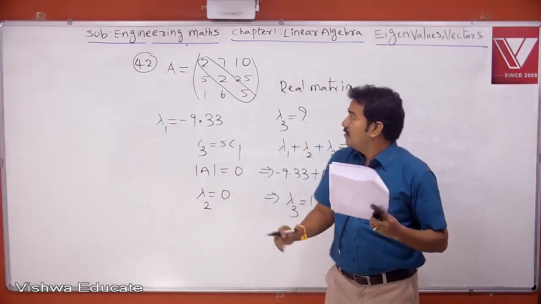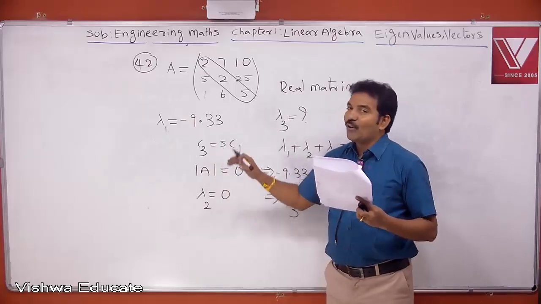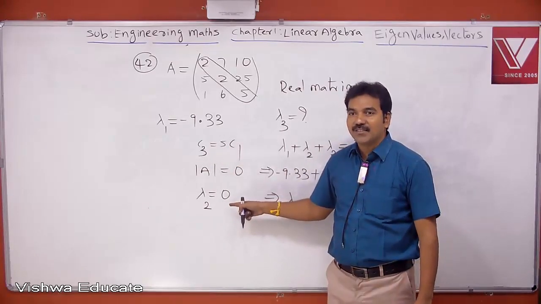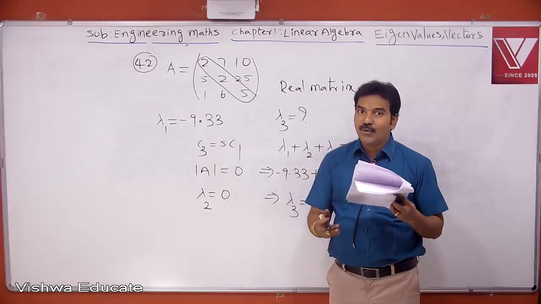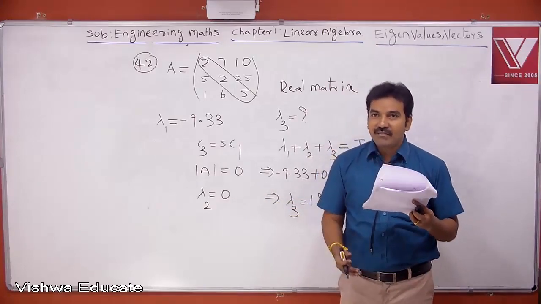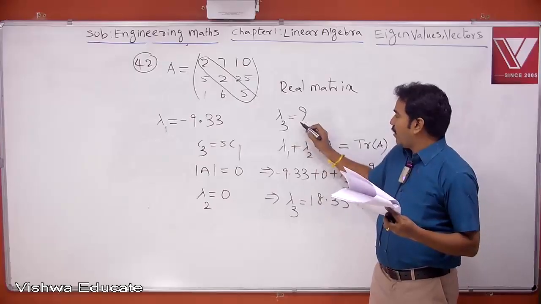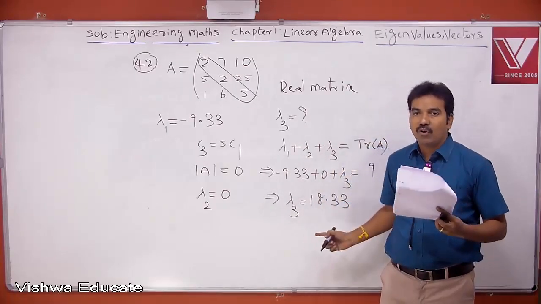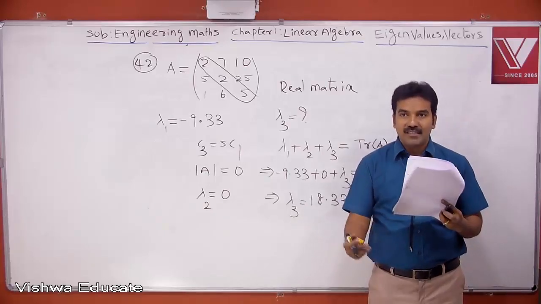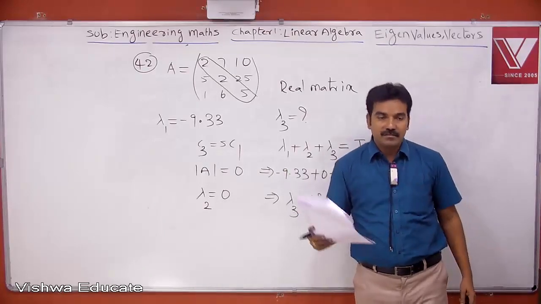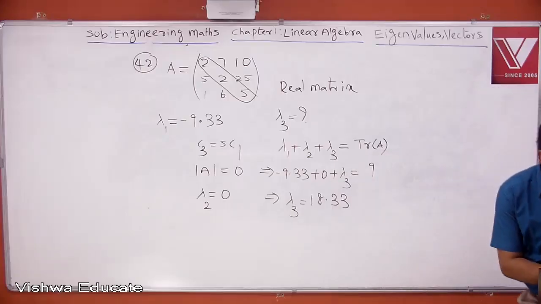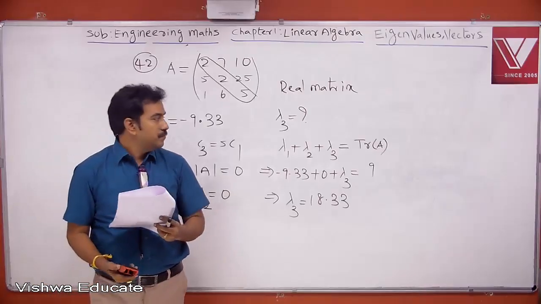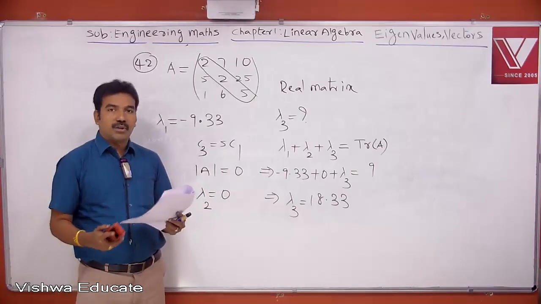So, the interesting point is that the third column is 5 times column 1. So the determinant is 0. When the determinant is 0, at least one eigenvalue is 0. If 0 is there in the options, you can opt for it. But 0 is not given. Therefore, we need to find the third eigenvalue lambda 3. By applying the sum of eigenvalues equal to trace property, we got 18.33 as one of its remaining eigenvalues. Note this. I think this is clear, right?